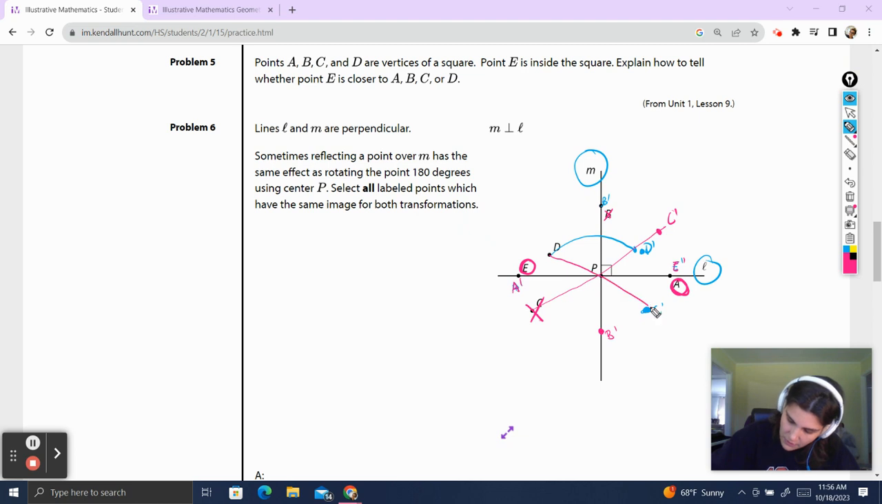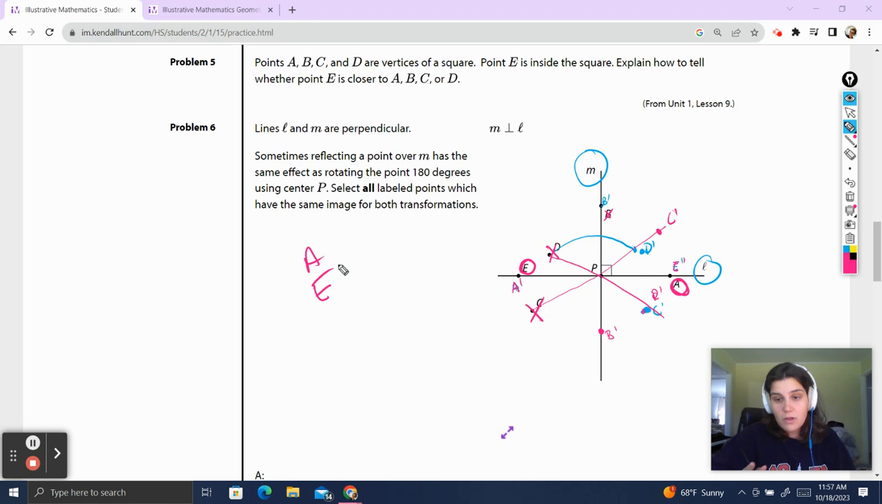D rotated 180 degrees. D is going to go 180 degrees. He looks like he's going to almost land on our C prime, but our pink D prime and our blue D prime do not match up. And those are all of our points. So the correct answers are A and E.